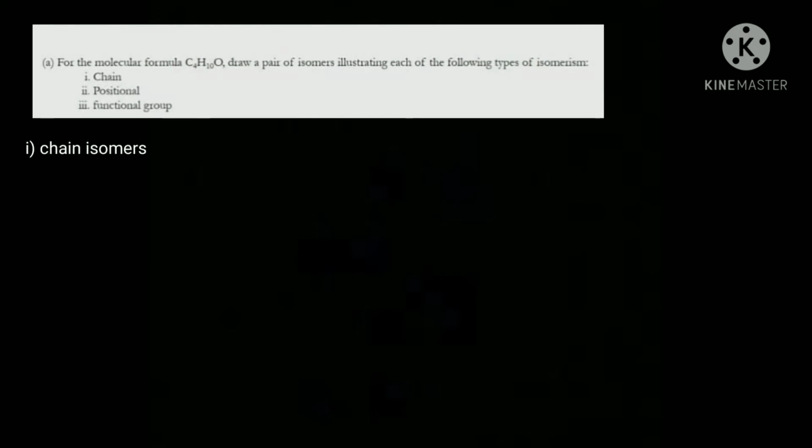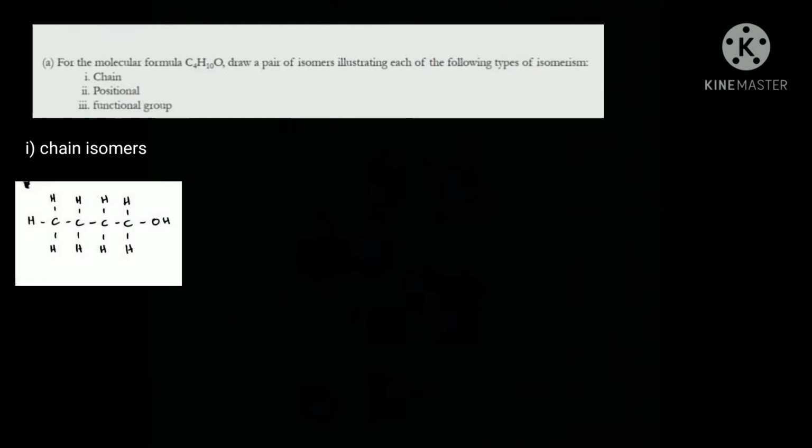Okay, for the first question, C4H10O, for the chain isomerism is different in carbon chain, but same functional group and belong to the same homologous series. This is the first isomers.